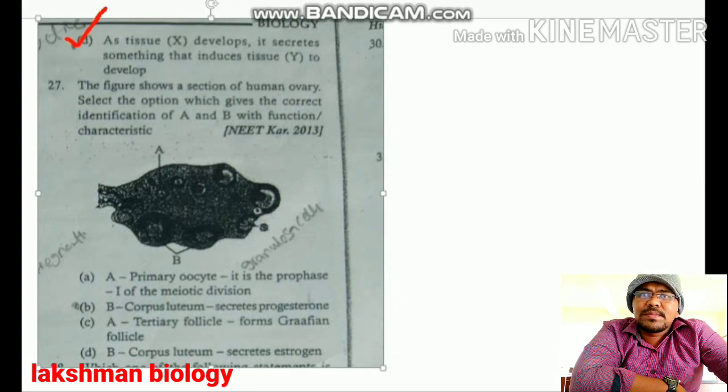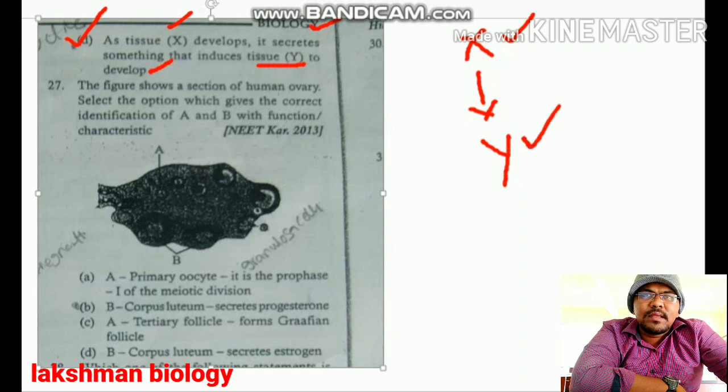As tissue X develops, it secretes something that induces tissue Y development. It is correct. During the embryonic stage, if one tissue is developed, it will secrete a few factors for the development of another tissue. If the first tissue is X and the second tissue is Y, the first formed tissue X will secrete something for the development of Y. Hence option D is correct.